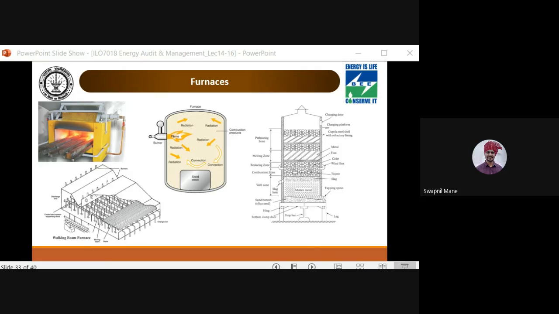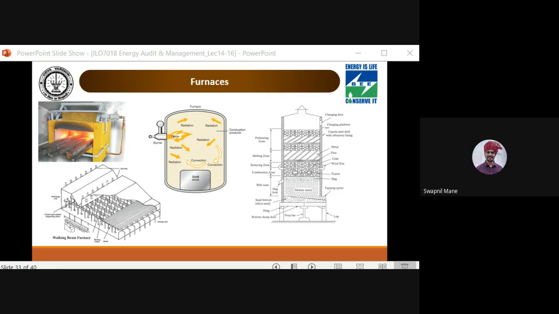Regarding temperature, it can range from 100 degrees Celsius to 1300 degrees Celsius to 3500 degrees Celsius. So wide ranges of furnaces are available, and you have to select what particular temperature is required for your material. Typically, the first figure shown over here is a forging furnace.